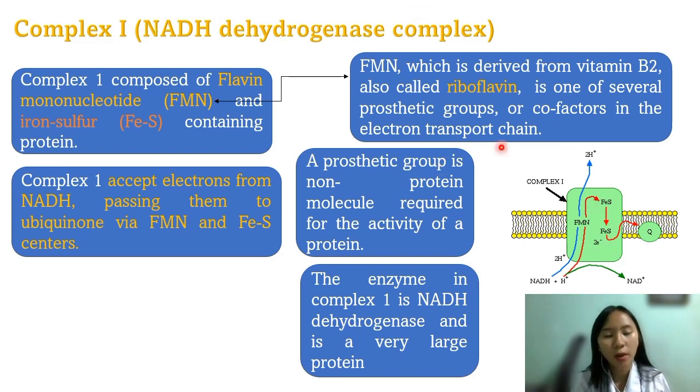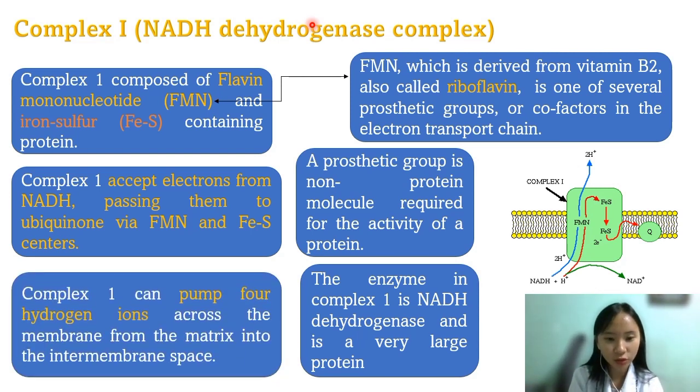Complex 1 can pump 4 hydrogen ions across the membrane from the matrix into the intermembrane space.